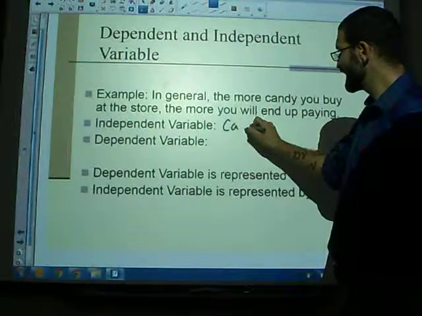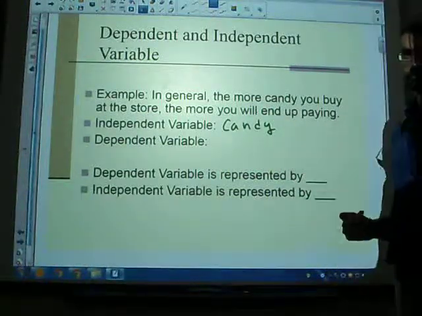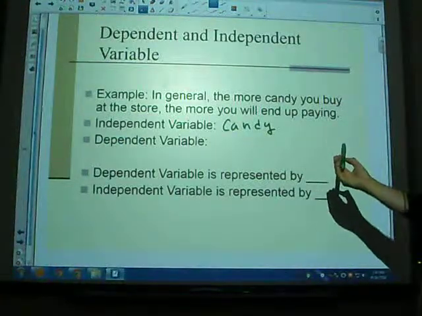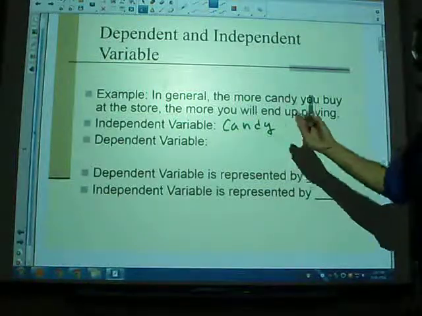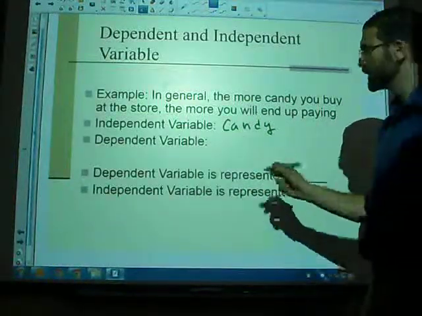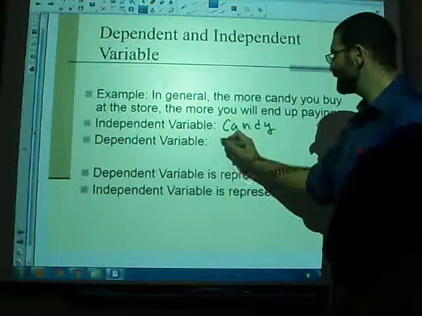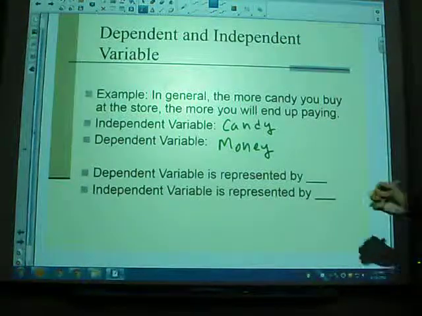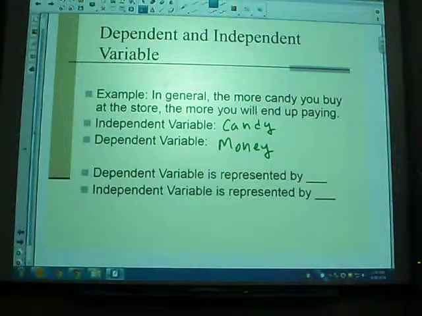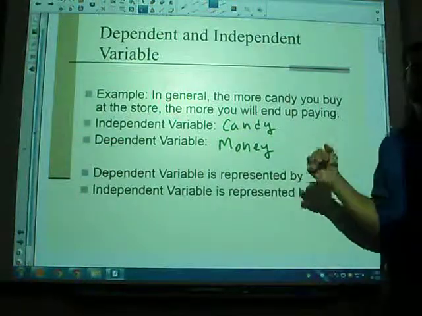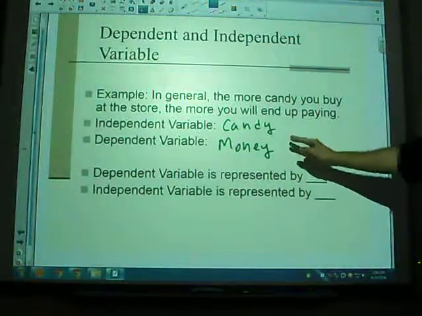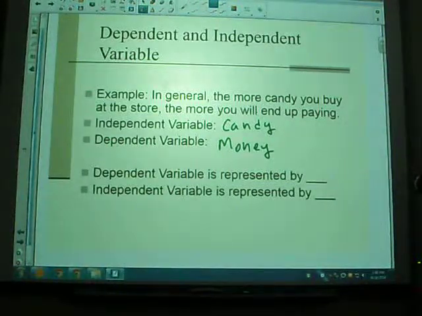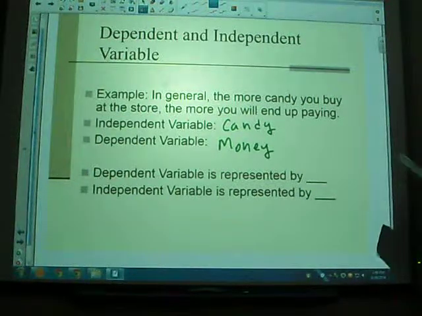So candy would be our independent variable, because let's say you have unlimited funds, you buy as much candy as you want. But the more candy you buy, the more money you have to pay. So money would be the dependent variable. So for example, if you buy 2 pieces of candy, you pay $3. If you buy 5 pieces of candy, you pay $7, and so on. The more candy you buy, the more money you pay. Candy, you decide how much you buy, but how much you pay depends on how much candy you buy.